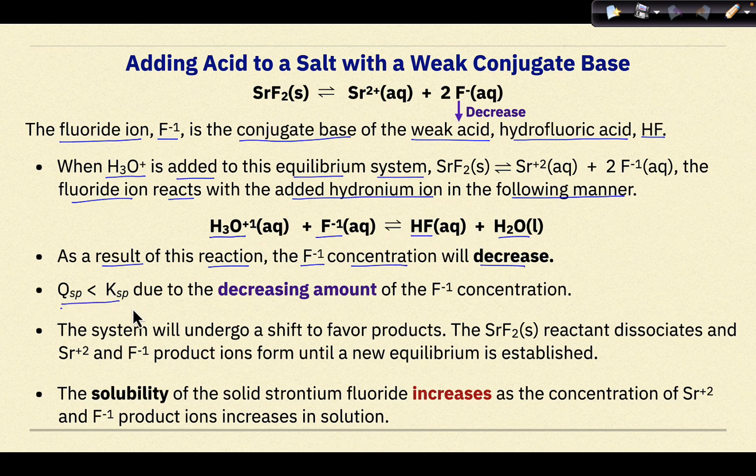Qsp is less than Ksp due to the decreasing amount of the fluoride ion concentration. The system will undergo a shift to favor products. The SrF2 solid reactant dissociates and Sr+2 and F-1 product ions form until a new equilibrium is established. The solubility of the solid strontium fluoride increases as the concentration of Sr+2 and F-1 product ions increases in solution.